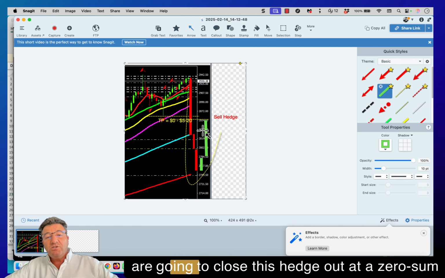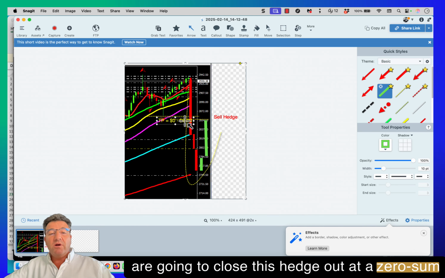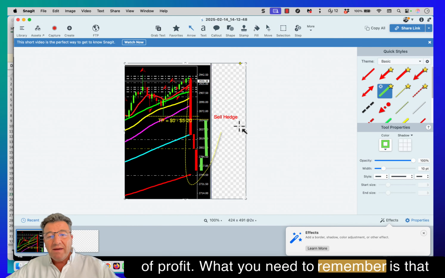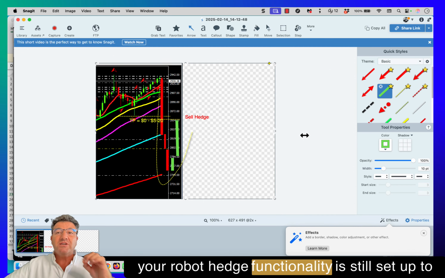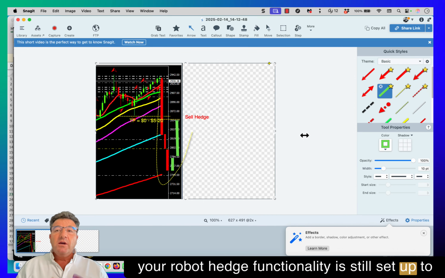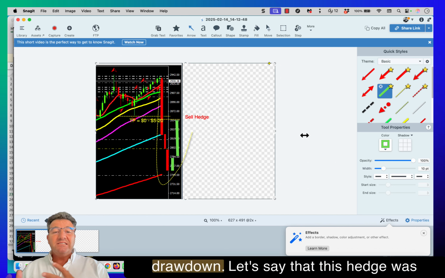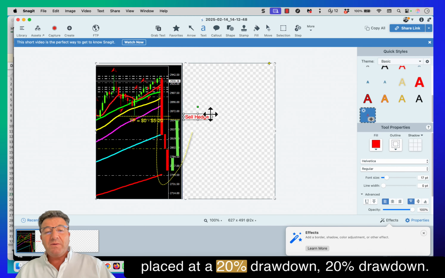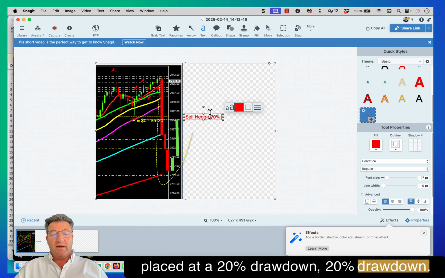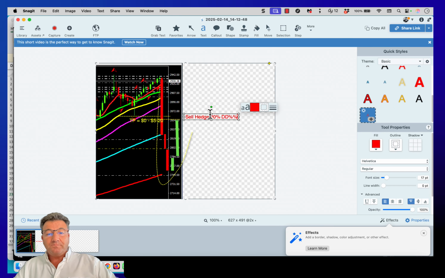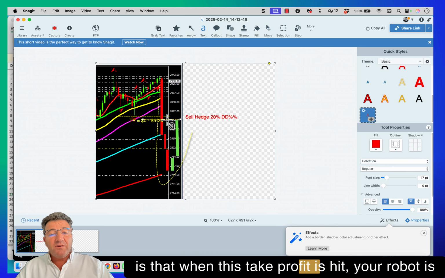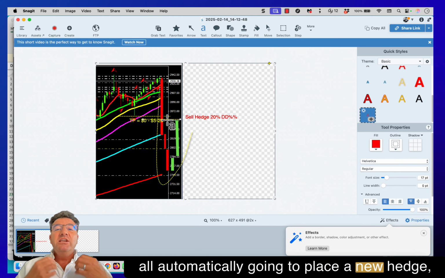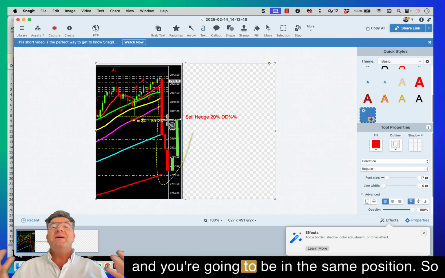So if you are going to close this hedge out at a zero-sum game and you're going to make a tiny little bit of profit, what you need to remember is that your robot hedge functionality is still set up to hedge your account at X percentage drawdown. Let's say that this hedge was placed at a 20% drawdown. What will happen is that when this take profit is hit, your robot is automatically going to place a new hedge and you're going to be in the same position.